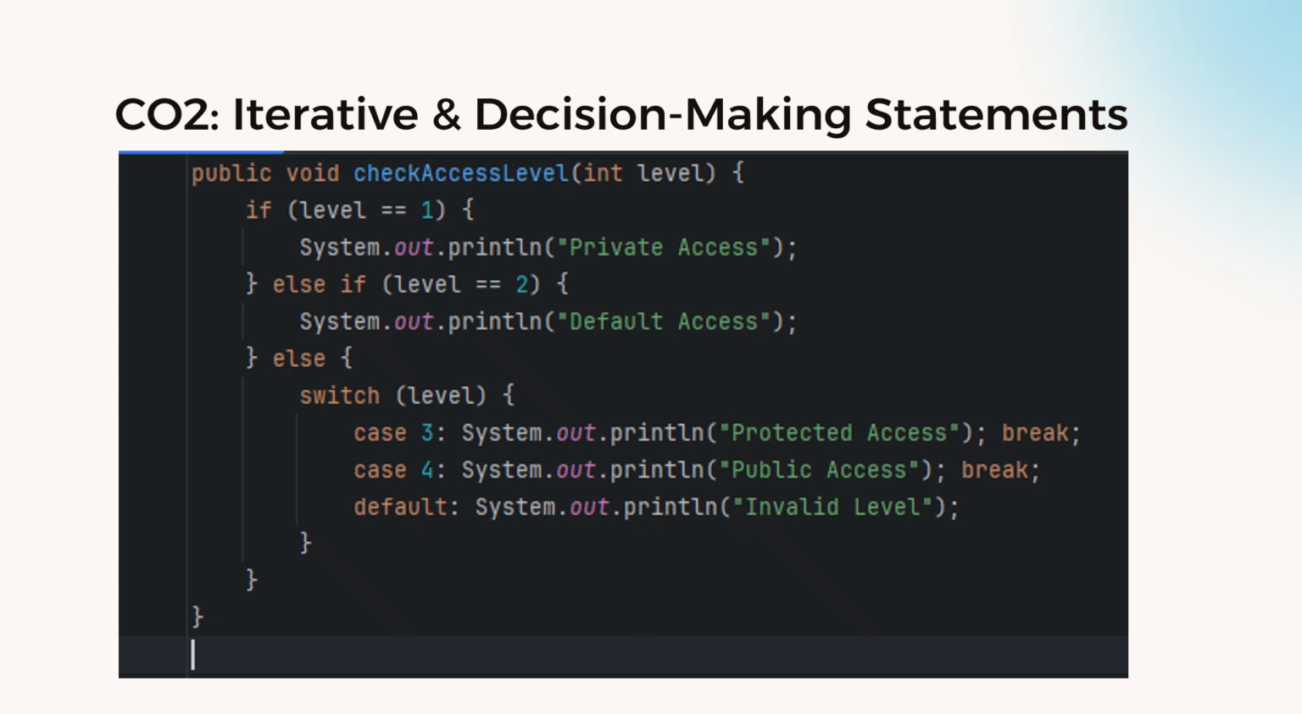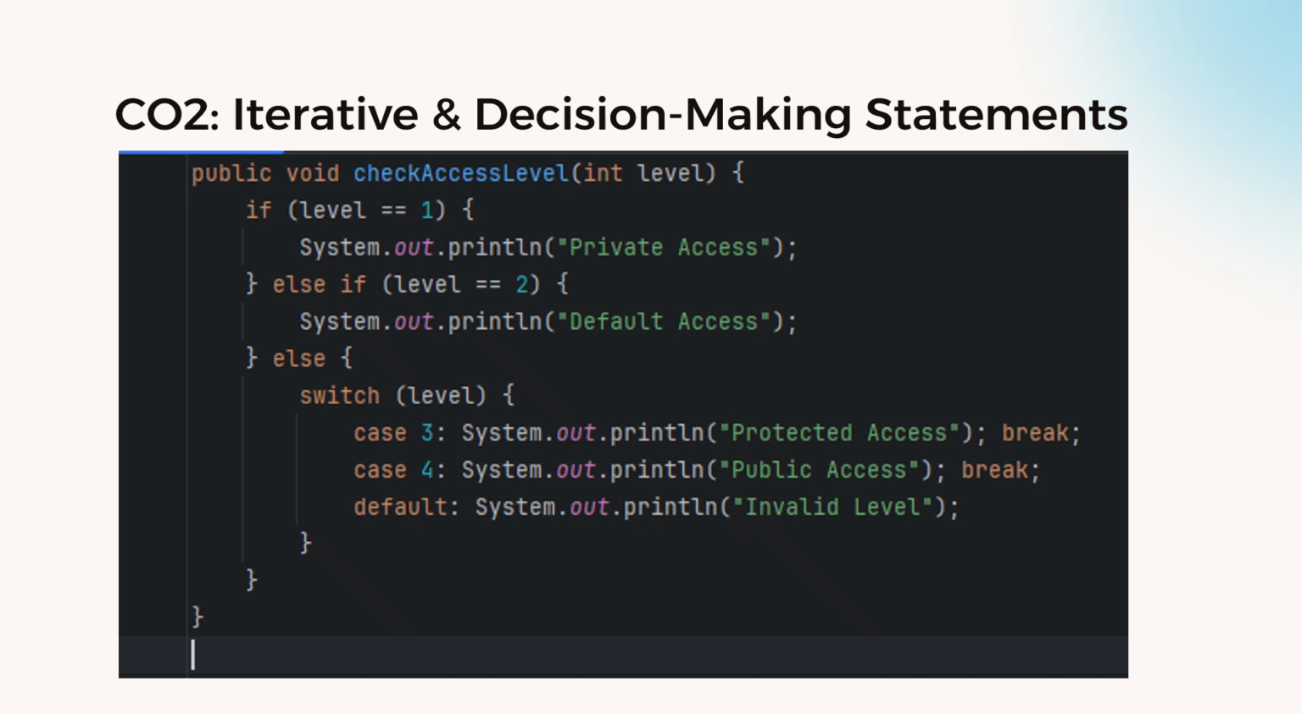On this slide, we have a Java method called checkAccessLevel, which demonstrates how we can control the flow of a program using decision-making statements. This program doesn't loop, instead it makes choices based on the input value. The method signature. The method is defined as public void checkAccessLevel(int level). This means it's a public method that takes one piece of information, an integer named level, as its input. It doesn't return any value.